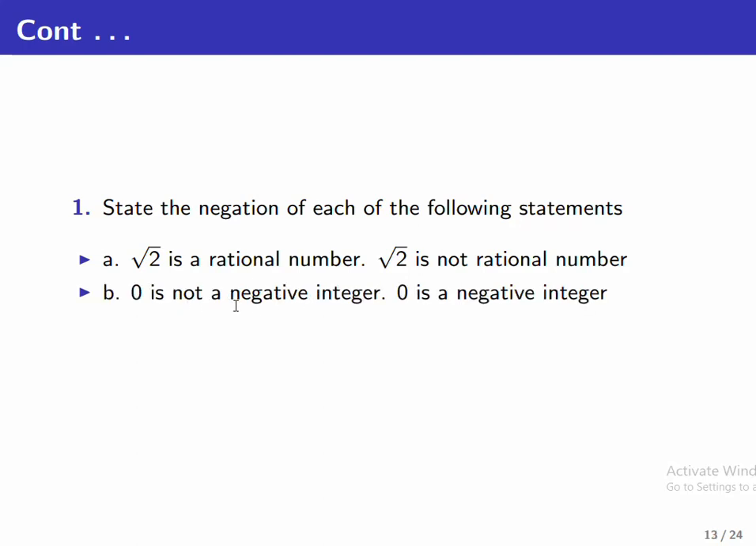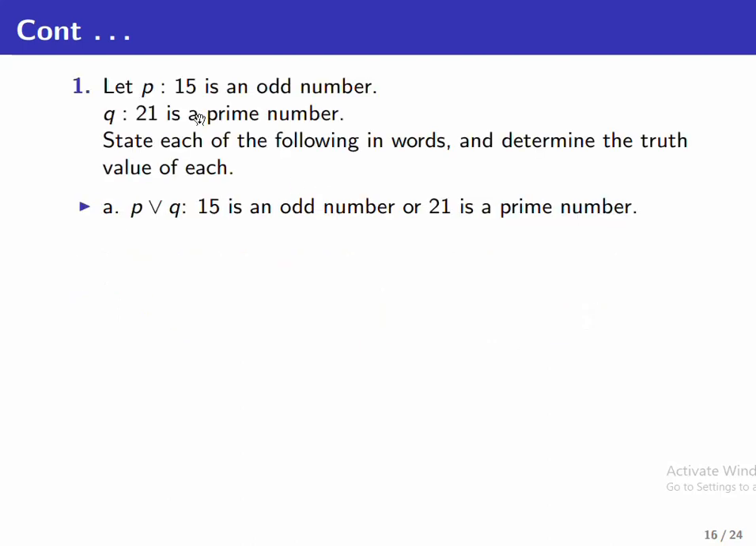B. 0 is not a negative integer. The negation of this statement becomes: 0 is a negative integer. C. 111 is a prime number. That is the given statement, so its negation becomes: 111 is not a prime number.